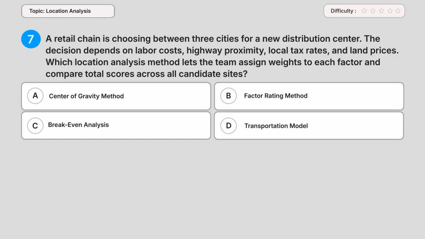7. A retail chain is choosing between 3 cities for a new distribution centre. The decision depends on labour costs, highway proximity, local tax rates, and land prices. Which location analysis method lets the team assign weights to each factor and compare total scores across all candidate sites? A. Center of gravity method, B. Factor rating method, C. Break-even analysis, D. Transportation model. Do you know the answer?